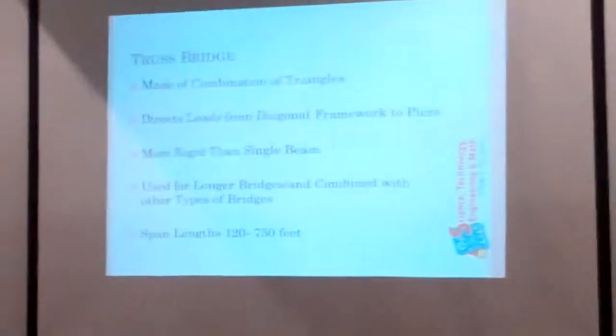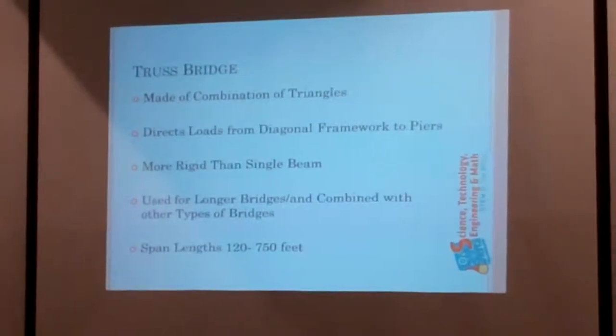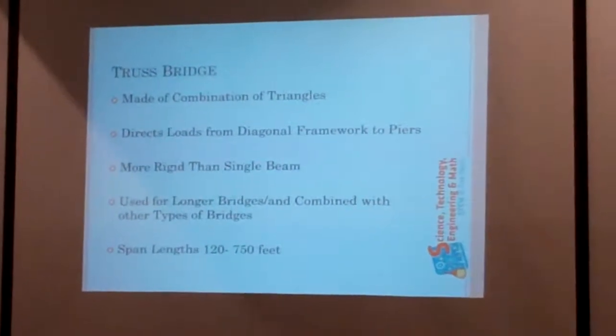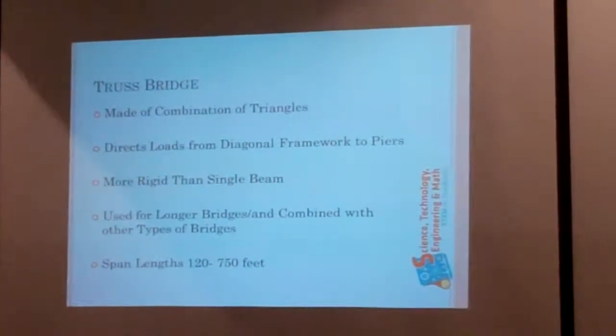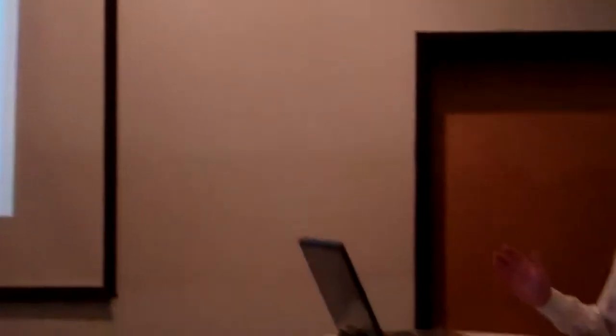Truss bridges, made with a combination of triangles. It's more rigid than a single span. You can get some longer lengths out of it than some of the smaller beam bridges, but with truss bridges you have to watch because some of the members are very critical, and if some of the members fail, the whole structure can come down.